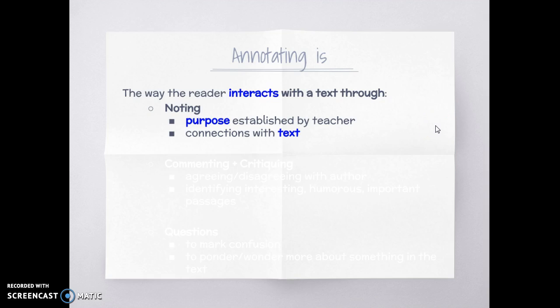So, going back again, the way the reader interacts with the text. You can do this through noting. This means a purpose that's established by the teacher. Maybe I tell you to go through and annotate for character traits or to annotate for the main idea. And this can also be any connections that you have with the text, whether it's something that you've read about before, something you know about, any kind of connection that you can make.